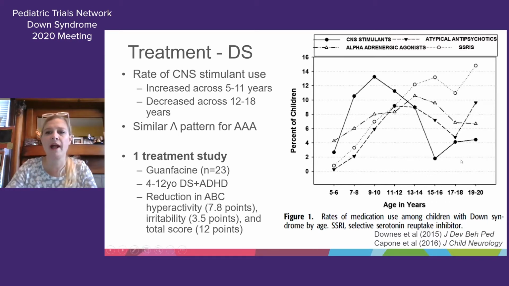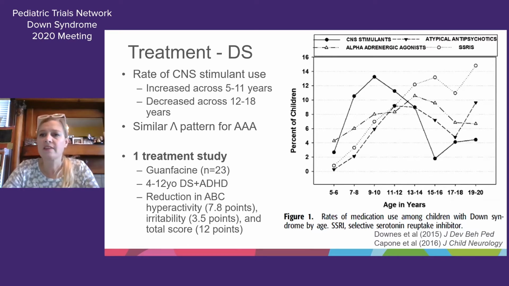And we're seeing a variable pattern of what medications are trialed. The alpha adrenergic agonists are the other medications, so guanfacine would fall in this category of medications to treat ADHD. And we're also seeing a similar inverted V-shaped pattern, but again, that's still at a rate much lower than what we would expect to be able to support ADHD in kids with Down syndrome.